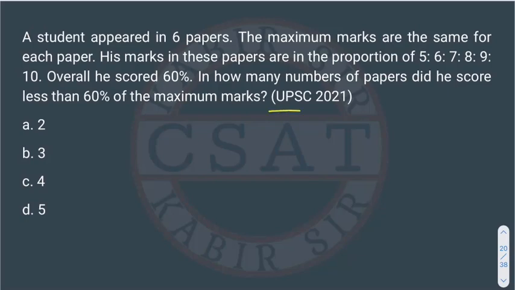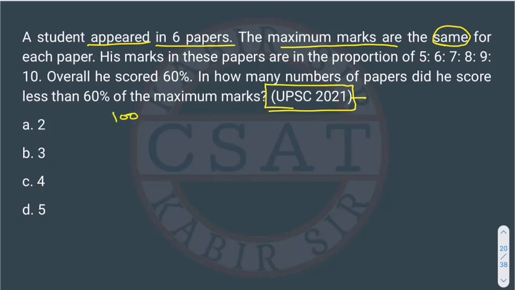This was asked in the UPSC 2021 CSAT paper, right? A student appeared in 6 papers. Don't get confused, you can consider it also like subjects. So he's appearing in an exam of 6 subjects, as we normally do in the 10th, 12th or in graduation. So here are 6 subjects. The maximum marks are the same. Maximum marks being the same means, like out of 100 as in our colleges, so the 100 is common for all. It's not different for the different subjects, right?